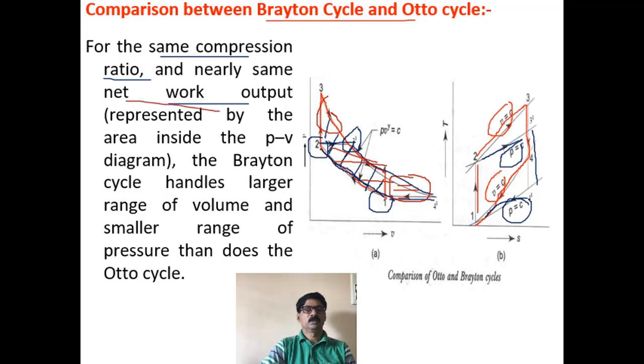Okay. So the Brayton cycle handles a larger range of volume and a smaller range of pressure than the Otto cycle. So the volume of gas handled by the Brayton cycle is more, and it also handles a smaller range of pressure when compared to the Otto cycle, because you can see in the PV diagram the maximum pressure goes up to P3 for the Otto cycle, whereas it is only up to P2 for the Brayton cycle. So the pressure range is less.